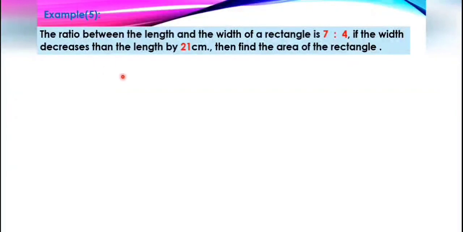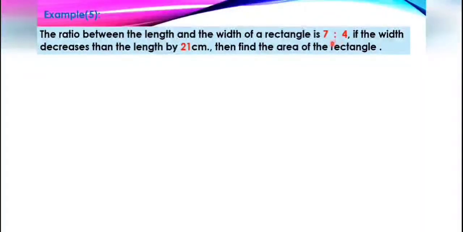So let's find an exercise. An example: the ratio between the length and width of a rectangle is 7:4. If the width decreases than the length by 21. So here I have the keyword decreases, so it means difference. Then find the area of the rectangle.